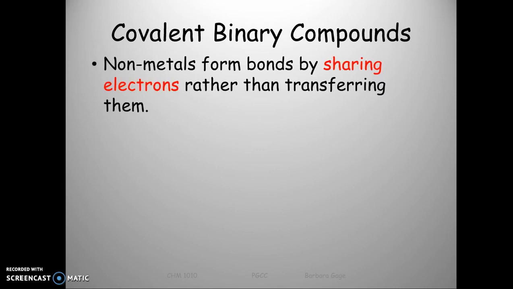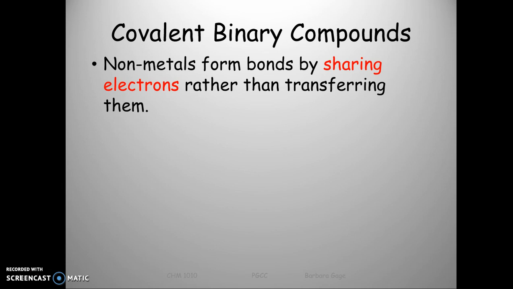Covalent compounds form between nonmetals. So we're talking about atoms on the right side of the periodic table: chlorine, fluorine, all the halogens, your nitrogen family, your oxygen family, carbon family, all those nonmetals.